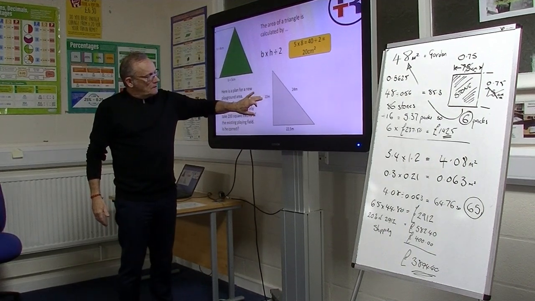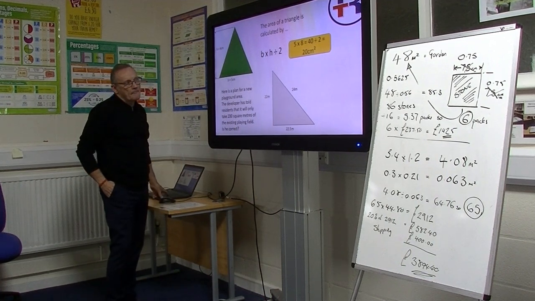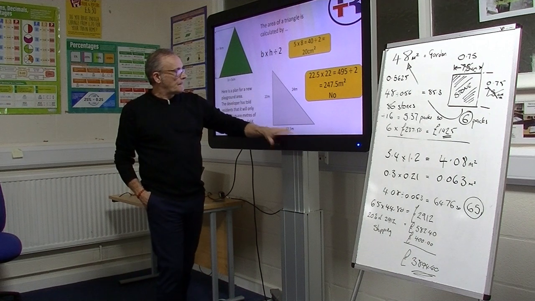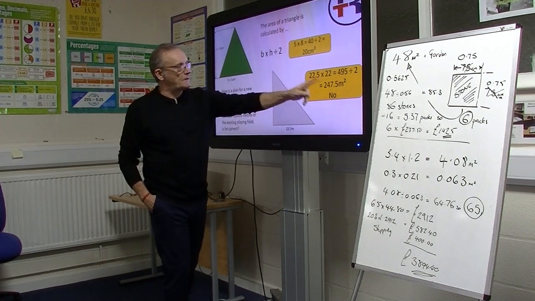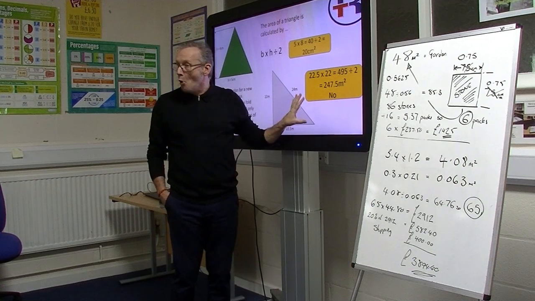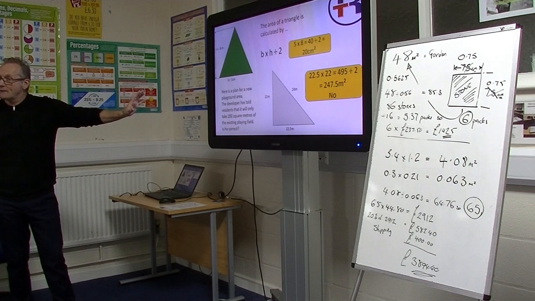Then what am I going to do? Divide by 2. What's the answer? 247.5. So is the developer correct? No, he's wrong. 22.5, the base, times the height, divided by 2, is 247.5 square metres. So no, he's wrong. It's going to take more than 200 square metres. Yeah. So far, so good.